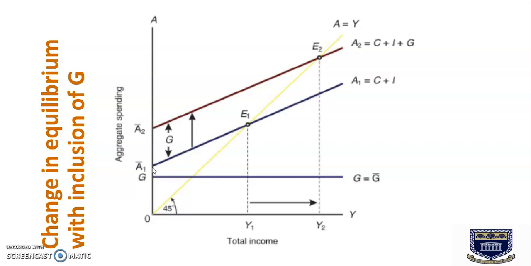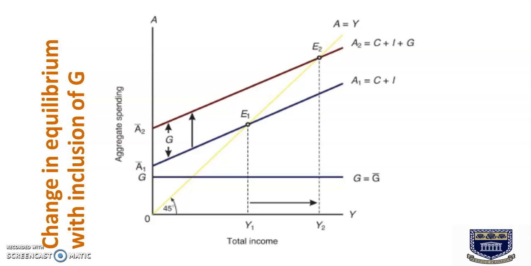Equilibrium under a simple Keynesian model with no government added yet is given by E1. Now let's see what happens when we add G. From chapter 6, we know that the word aggregate means total. So to obtain aggregate or total spending, we have to add G to C plus I. We now have A is equal to C plus I plus G.